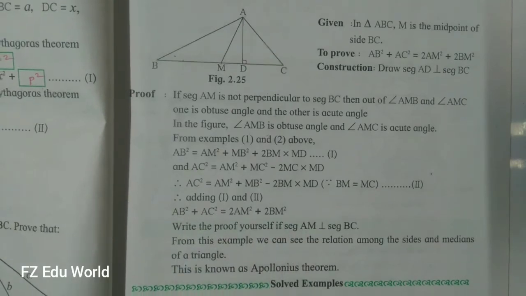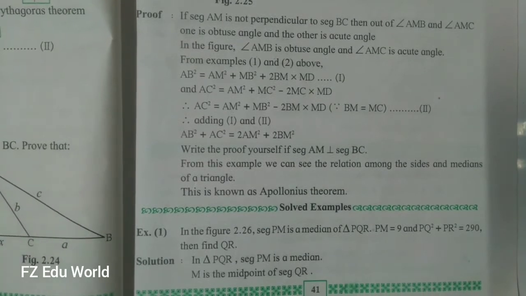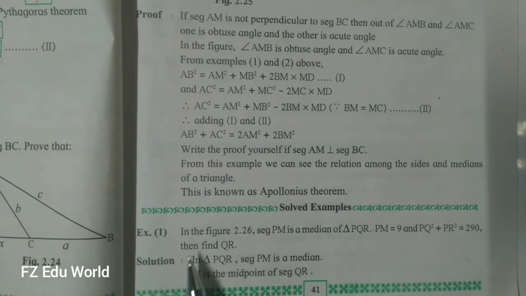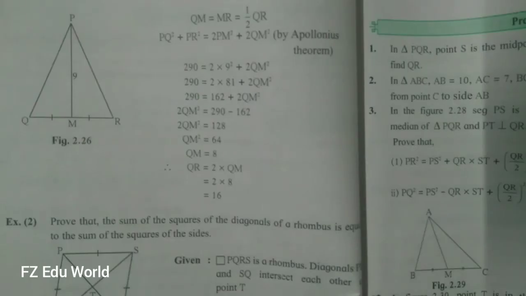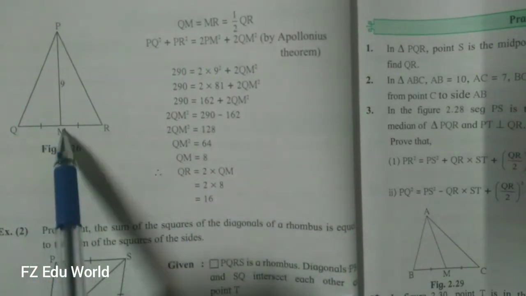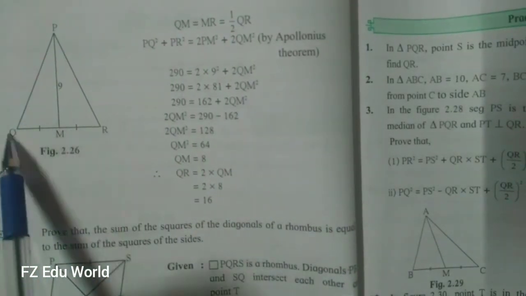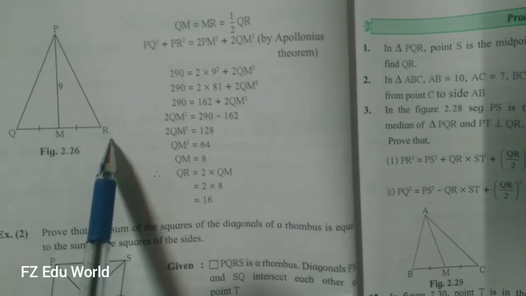Now solved examples. Example first. In figure 2.26, segment PM is a median of triangle PQR. Length of PM is given. Then PQ square plus PR square is given, that is 290. Then we have to find QR. In this figure, PM is given to us and M is midpoint of QR. So we can apply here Apollonius theorem.